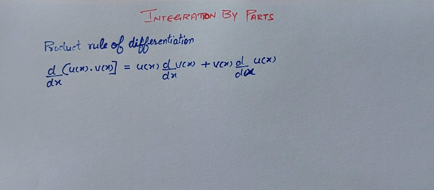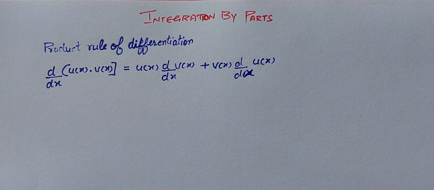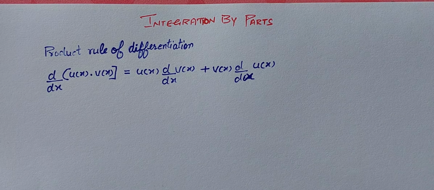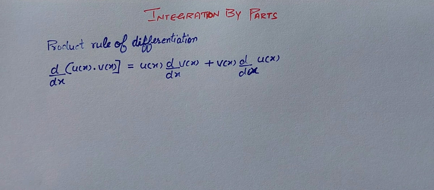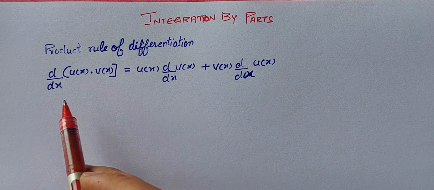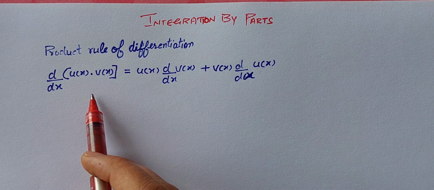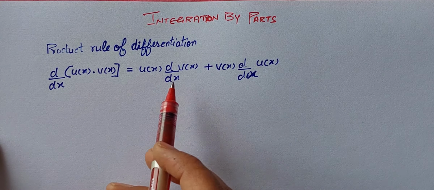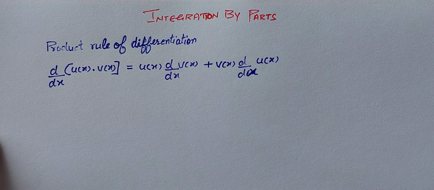The next method of integration is integration by parts, which you may call the product rule of integration. We will derive it from the product rule of differentiation. So this is the product rule of differentiation. Now let us integrate both sides with respect to x.